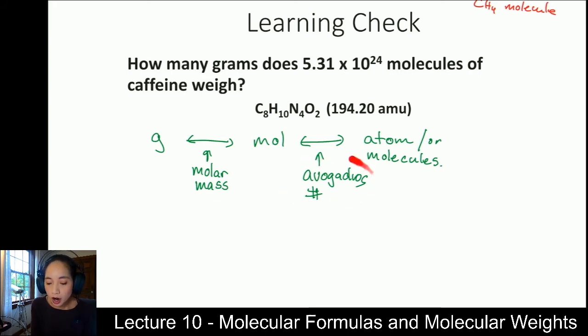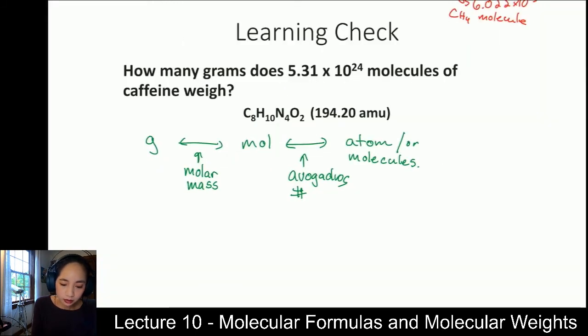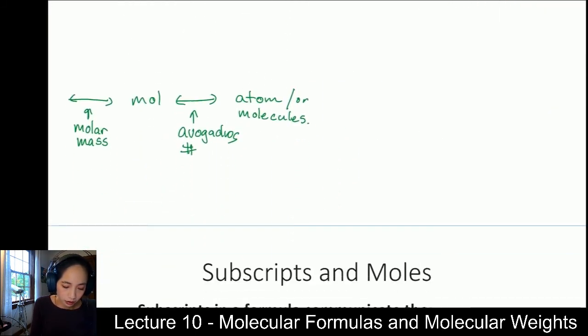Remember, Avogadro's number is just a counting number. So when we have 6.022 times 10 to the 23 caffeine molecules, that also means we have 1 mole's worth of caffeine molecules. Keep this in mind, because this question is asking us to go from molecules to grams. So in order to get from this side to grams, we have to go through moles. I'm going to move that over here.